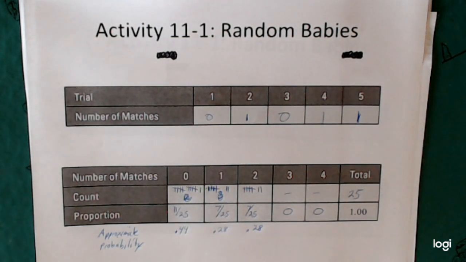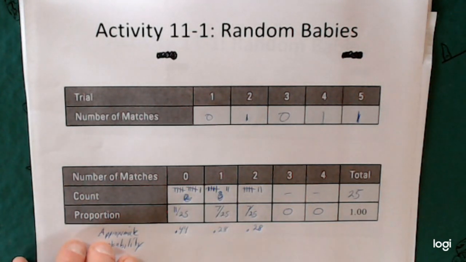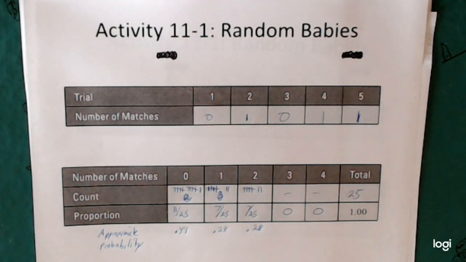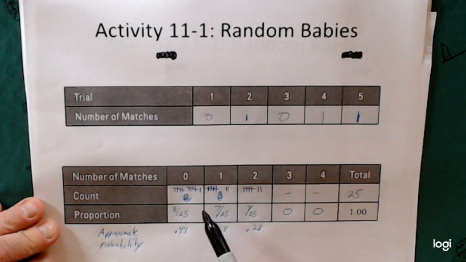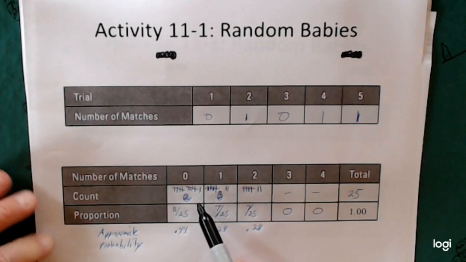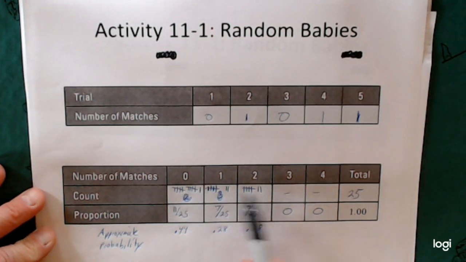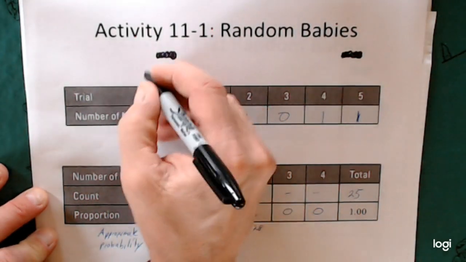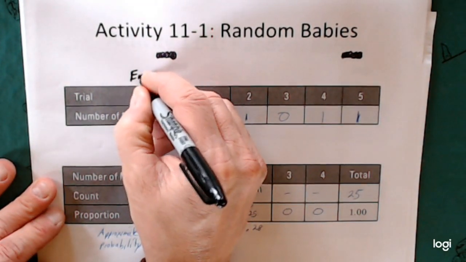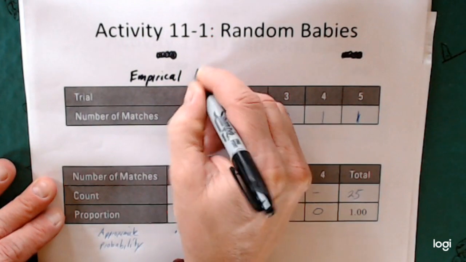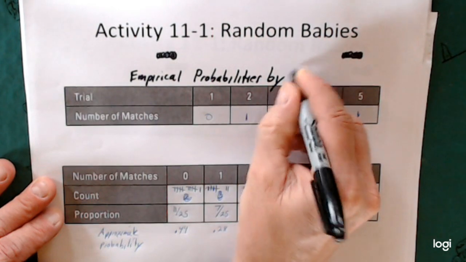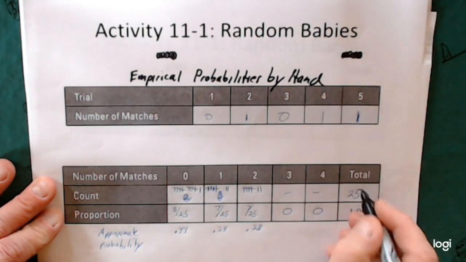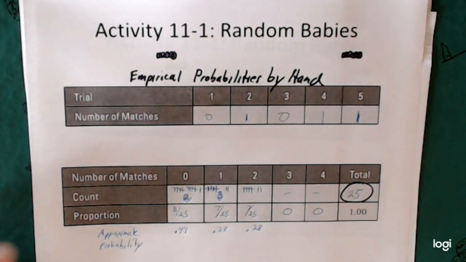We were working on that random babies activity, and we did 25 trials, and we got some approximate probabilities. Based on our trials, 11 out of our 25 trials had no matches, 7 had 1 match, and 7 had 2 matches. So these were our empirical probabilities by hand, noting again the fairly small number of trials we did.